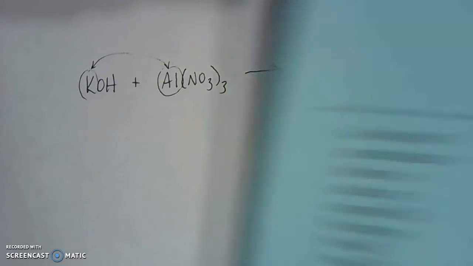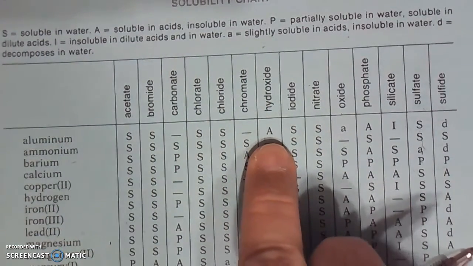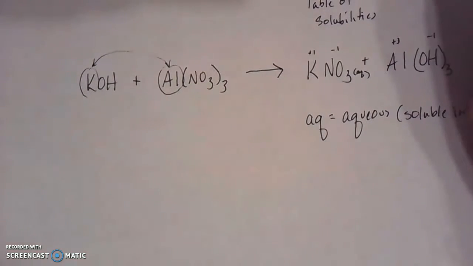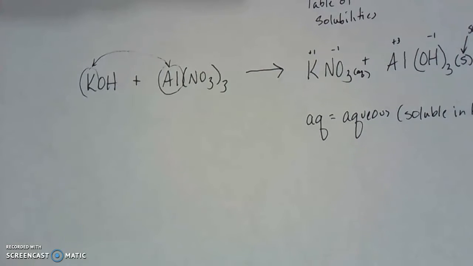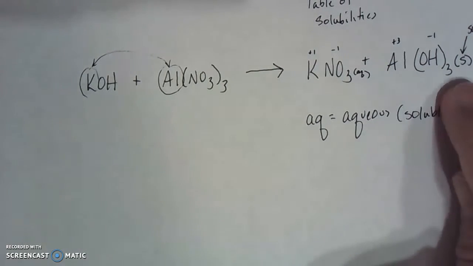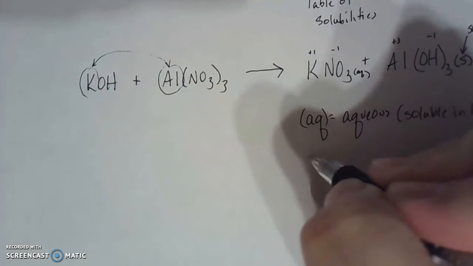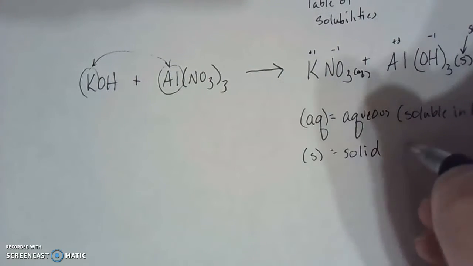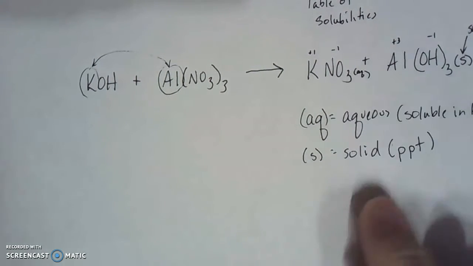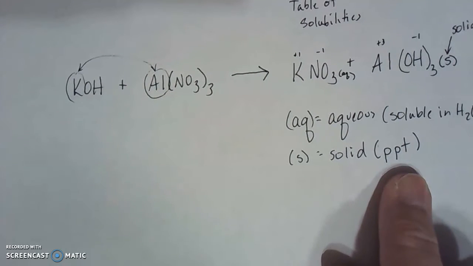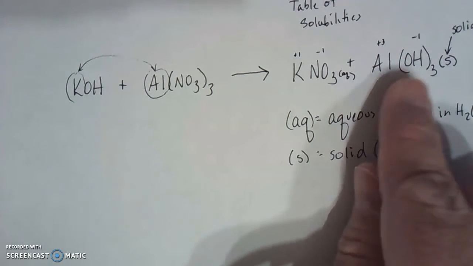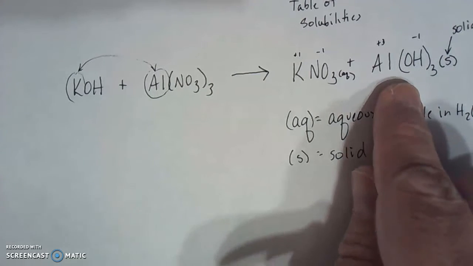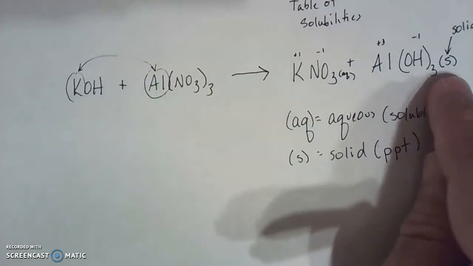Aluminum hydroxide has an A after it. So that means that it is a precipitate. So we're going to indicate that by putting an S there. That means solid. I know that in a chart, S means soluble, but here it means solid. So solid precipitate. PPT is an abbreviation for precipitate. The last thing we have to do is balance this chemical equation because we know that a reaction occurred. If aluminum hydroxide was AQ also, we would put no reaction or NR.